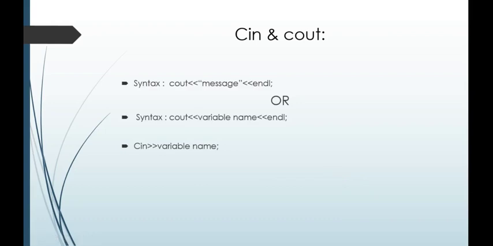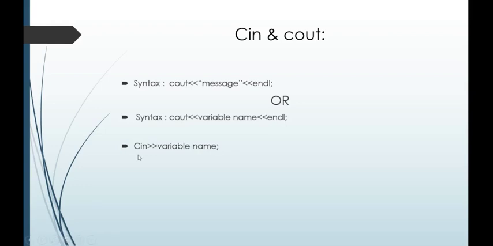So moving toward next, what is the cin and cout statement? The cout statement is basically used to print something on your console. You can write a message to your console, or you can show the value of a variable on the screen with the help of the cout statement. There are 2 syntaxes you can use: cout, this operator, then you write double quotes, and in double quotes you can write your message whatever you want, and then you can use the endl statement to separate your lines. So this is the first syntax, and you can also display your variable value with the help of the cout statement. So cout, operator, variable name, whatever variable you are using, then you write the endl statement, and that's all.